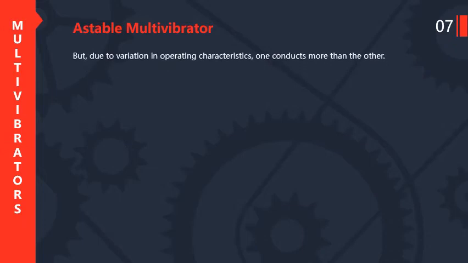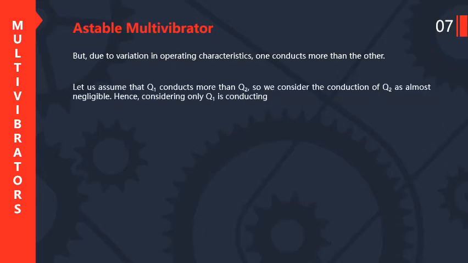But due to the variation in operating characteristics, one conducts more than the other. Let us assume that Q1 conducts more than Q2. क्योंकि दोनों के दोनों हमारे जो ट्रांजिस्टर हैं वो आइडेंटिकल नहीं हैं, तो हम मान के चल रहे हैं कि पहला जो हमने सपोज किया कि Q1 जो है वो ज़्यादा देर तक कंडक्ट कर रहा है और Q2 जो है वो कम कंडक्ट कर रहा है. So we consider the conduction of Q2 as almost negligible. Hence, considering only Q1 is conducting.